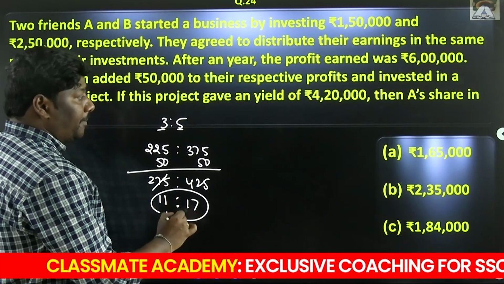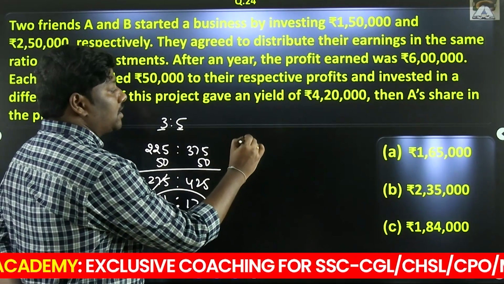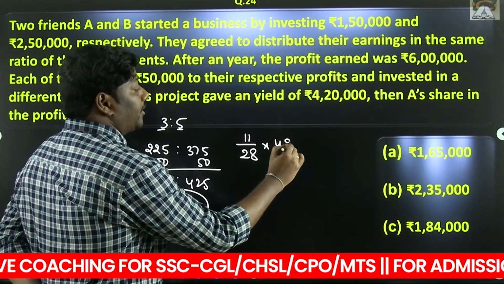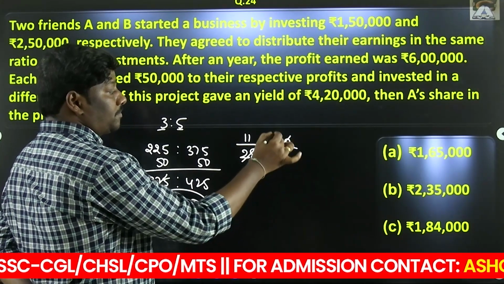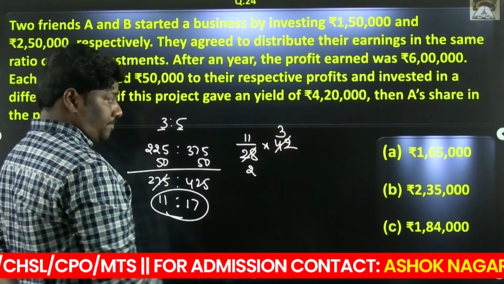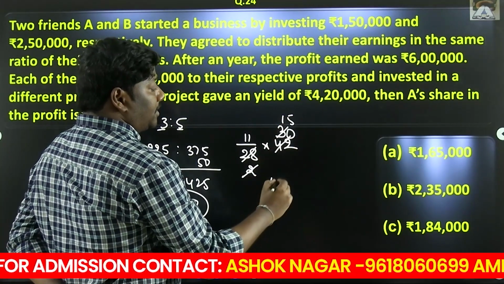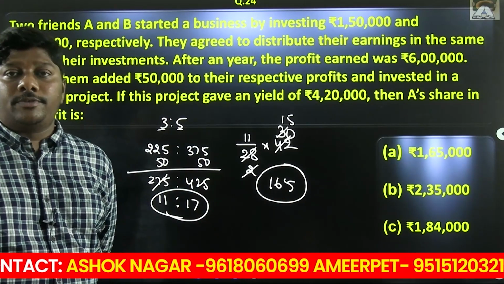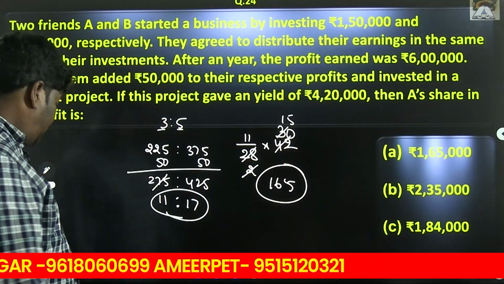Put together 28 parts. So you want a profit of A which is 11 parts out of 28 parts of 4,20,000. 4 zeros you keep it aside. 14 2s are. 14 3s are. 30 you keep it. 1s are, 15s are. Therefore you can say 1,65,000. What is the profit of A? It is 1,65,000. 3 zeros you can keep it aside.